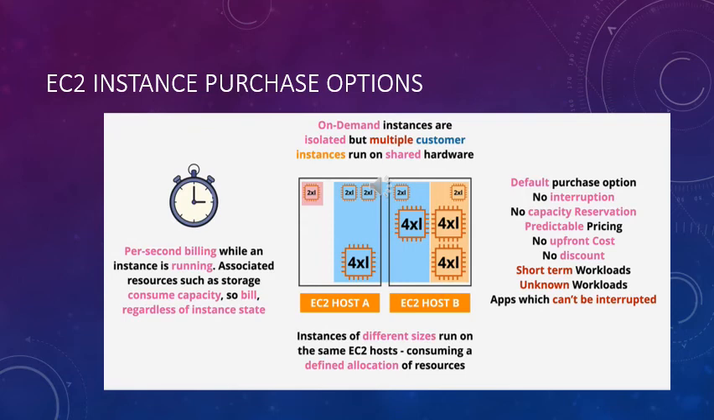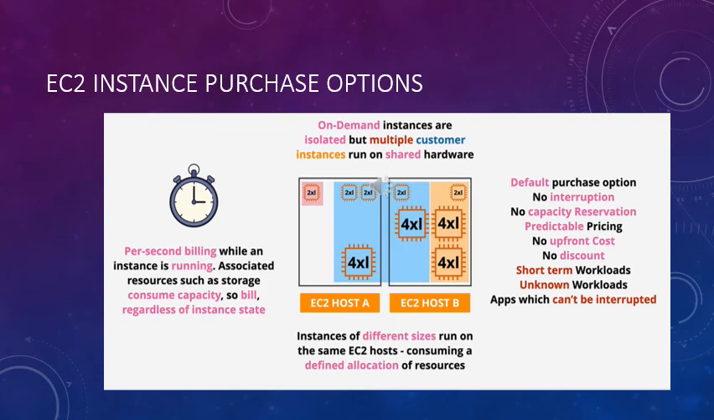So this is just a little bit more information about the on-demand options. So this is the normal default option for purchasing a virtual machine, an EC2 instance. So this is how it works. It basically has per second billing. So you're only billed while the instance is running, and it's only on the per second basis.